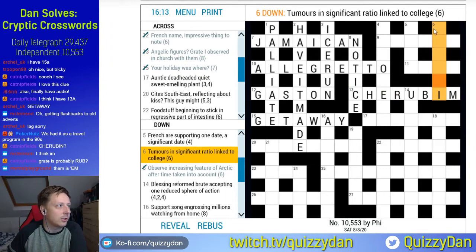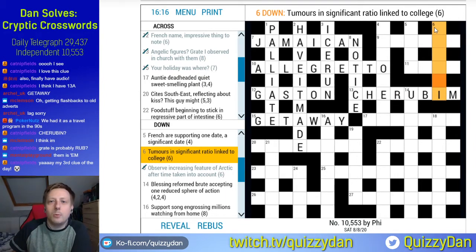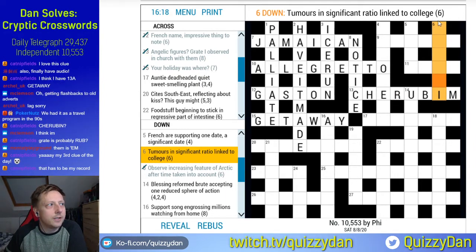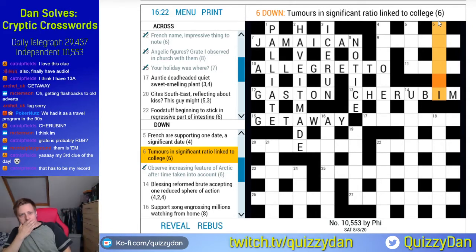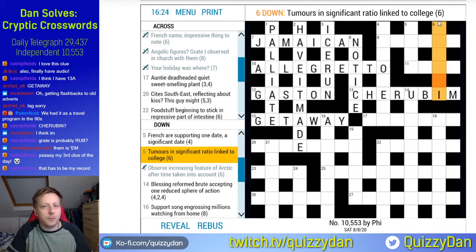That's interesting. Let's have a look at it. Tumours in significant ratio linked to college. So with the I at the end, that's probably indicating a plural word. So that might be tumours. Tudors, I was going to say. Though some of them were tumours, indeed.